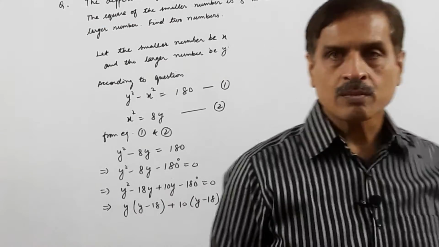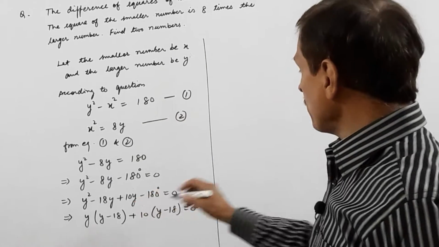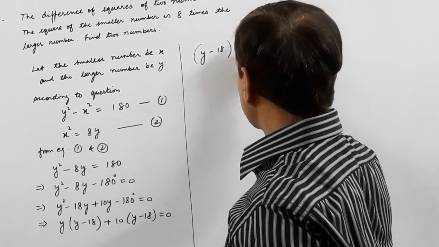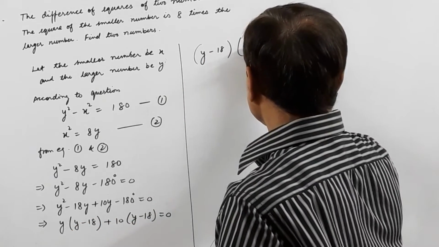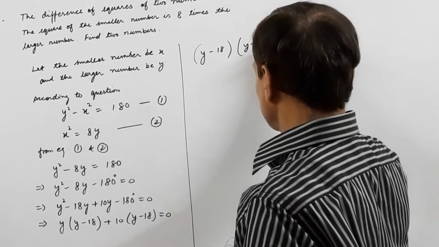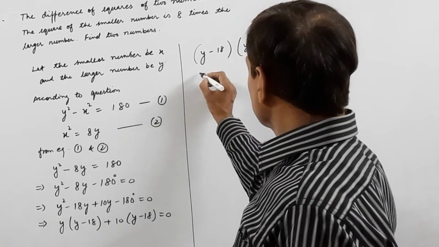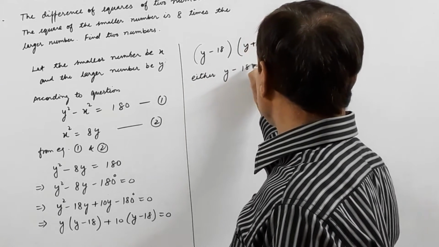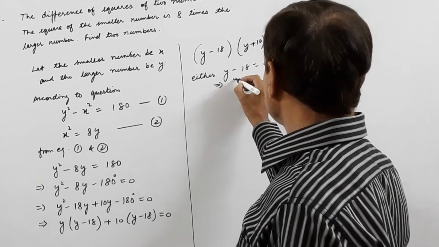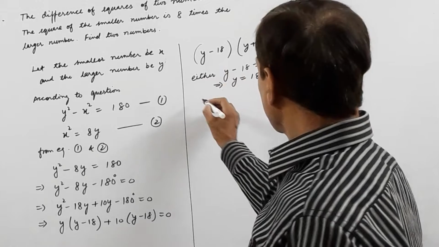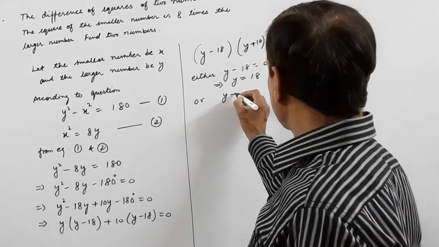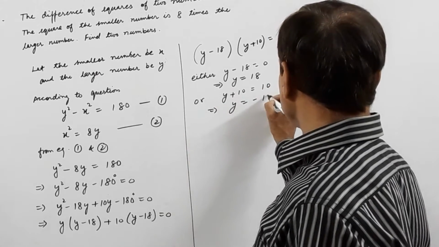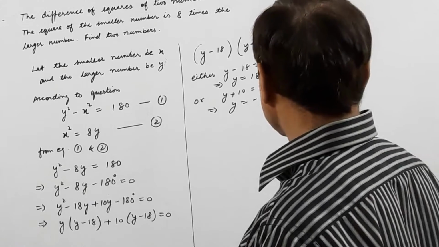Now from these two we get y minus 18 as a common factor and y plus 10 as the other factor. This is equal to 0. Thus either y minus 18 is equal to 0, which implies y is equal to 18, or y plus 10 is equal to 0, which implies y is equal to minus 10.